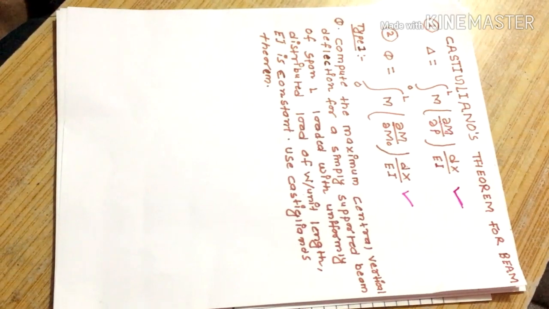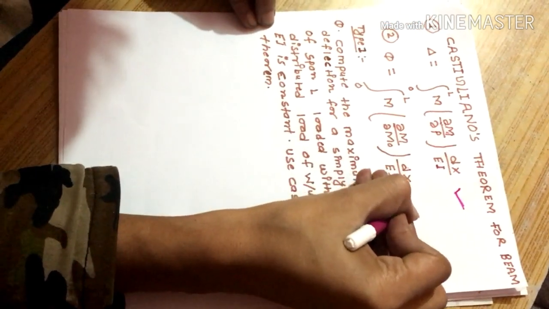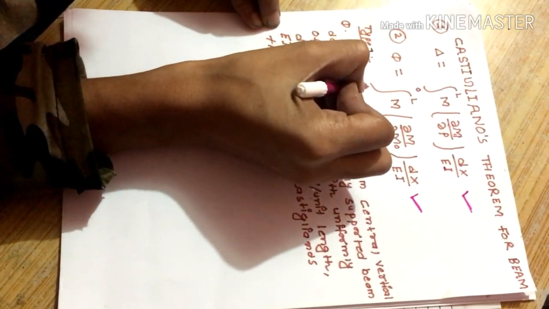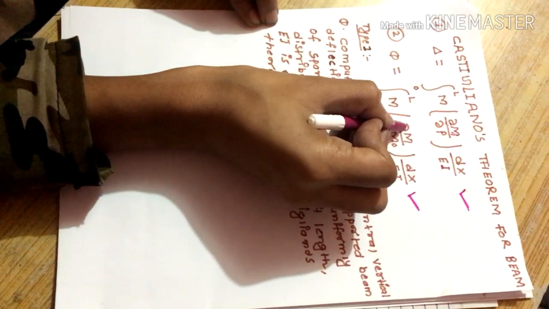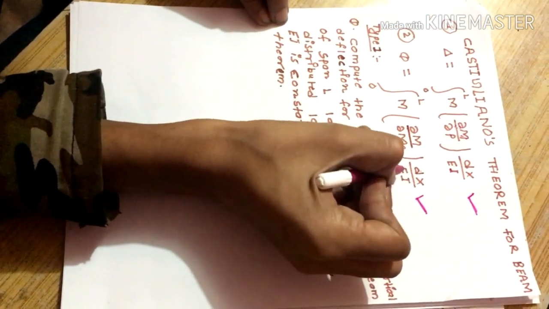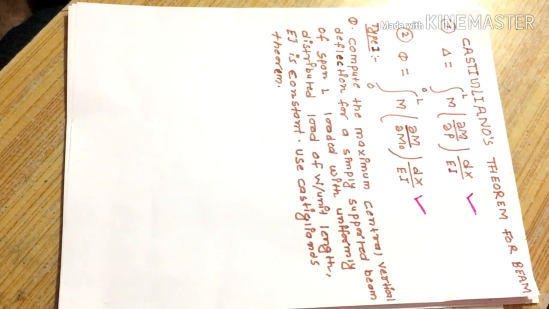To calculate the slope in a beam, we use this formula. If theta is the slope, then theta is equal to the integration of M times the partial derivative of the bending moment with respect to M naught, dx by EI. So let us start a numerical series.